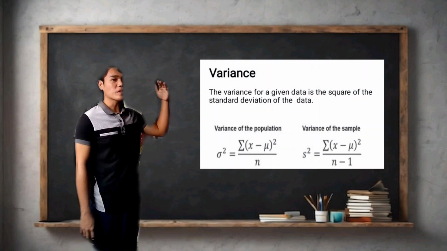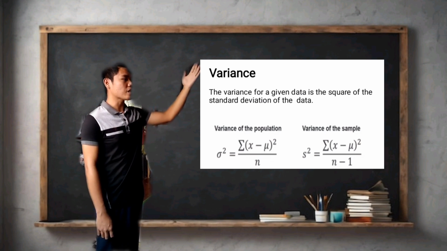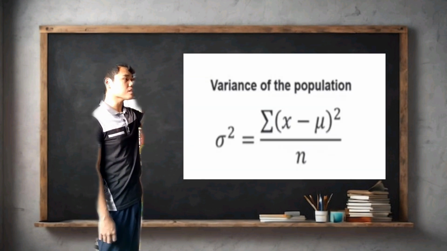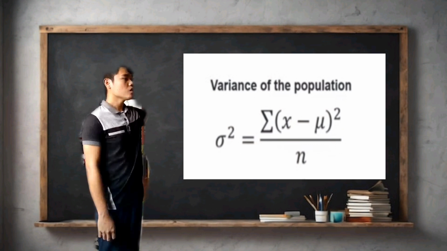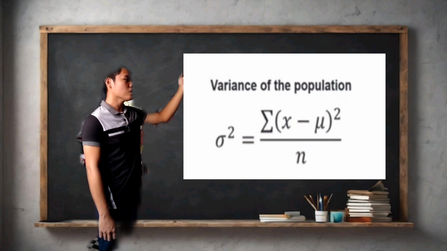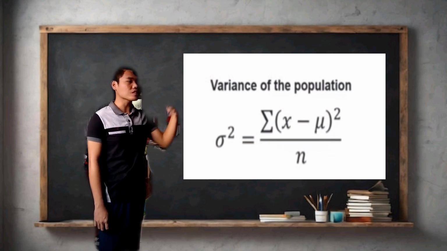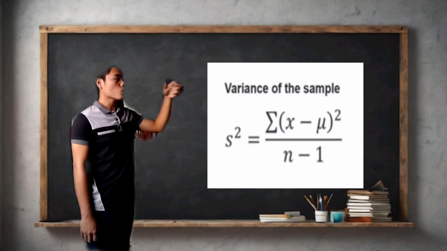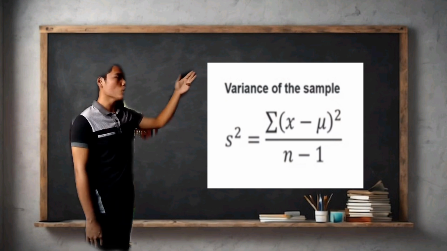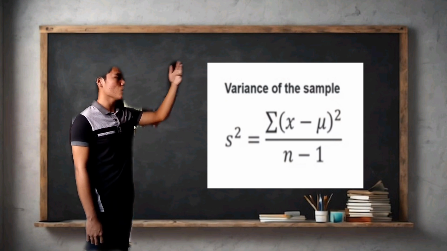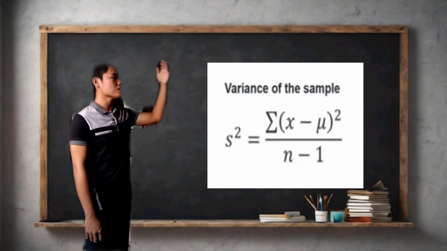Variance. The variance for a given data set is the square of the standard deviation of the data. Here is the formula. The formula is sigma squared equals the summation of the quantity x minus mu squared, over n. This is the formula for the variance of the population. For the variance of the sample, the formula is s squared equals the summation of the quantity x minus mu, squared, all over n minus 1. This is the formula for the variance of the sample.